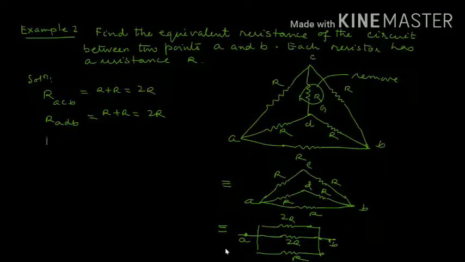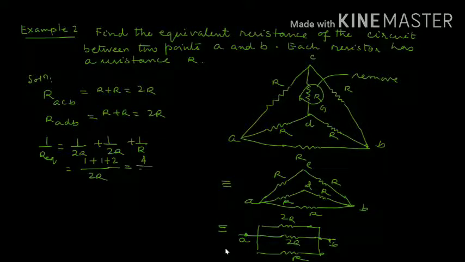So 1 by R equivalent is equal to 1 by 2R plus 1 by 2R plus 1 by R. So this is equal to 1 plus 1 plus 2 by 2R, so 4 by 2R, that is 2 by R. So R equivalent is equal to R by 2. So this is the equivalent resistance between A and B.